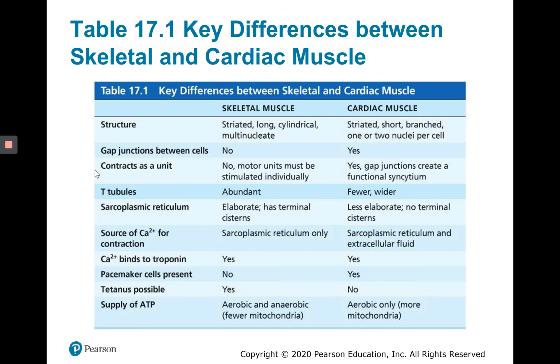In both, calcium binds to troponin, but only in cardiac muscle were pacemaker cells, which were non-contractile, present, which ensured functional syncytium. And last but not least, the supply of ATP was only aerobic in cardiac muscle cells. They had more mitochondria and they rely on oxygen. They were fine with using other types of fuel besides glucose, but they were not fine with not having oxygen. Whereas aerobic and anaerobic respiration can occur in skeletal muscle cells. So the supply of ATP differs just a little bit.